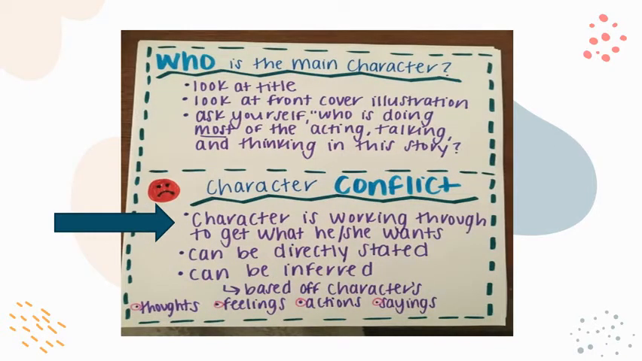Character conflict: the character is working through a problem to get to what he or she wants. It can be directly stated. It can be inferred. It's based off of the character's thoughts, feelings, actions, and sayings.